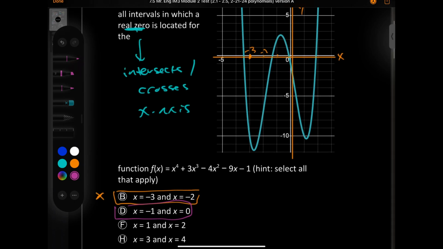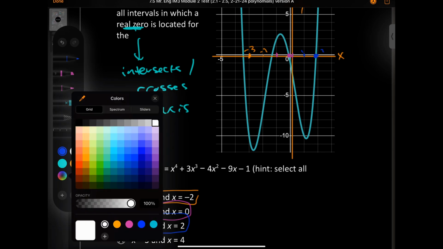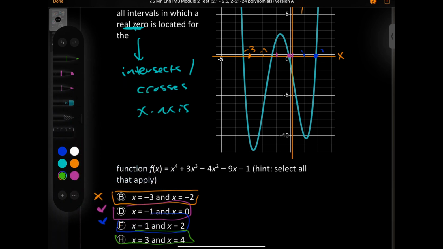Let's go between -1 and 0. -1, here's 0. It is crossing right here, so I would say D. Let's try another one. 1 and 2. So here's 1, here's 2. I see it right there. I think that one works. And then F. Trying to find a color I haven't used. 3 and 4. I don't see the graph over here, so nothing on that one. So my two answers are going to be D and F.